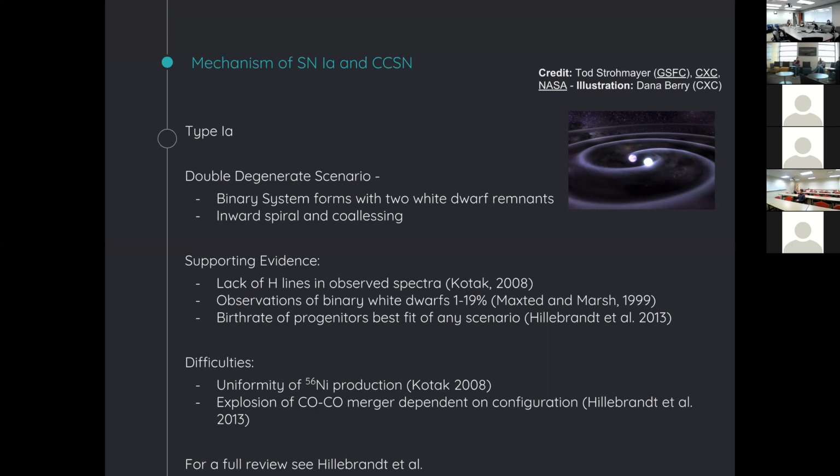Explosions of carbon-oxygen white dwarf binary systems as well are dependent on the configuration, and so you would expect that a certain proportion of these binary systems would coalesce in a different manner, and therefore they would have different explosion energies, and it doesn't seem that observations support this. But for a full review of this, Hillebrandt et al. in 2013 is an excellent review paper.